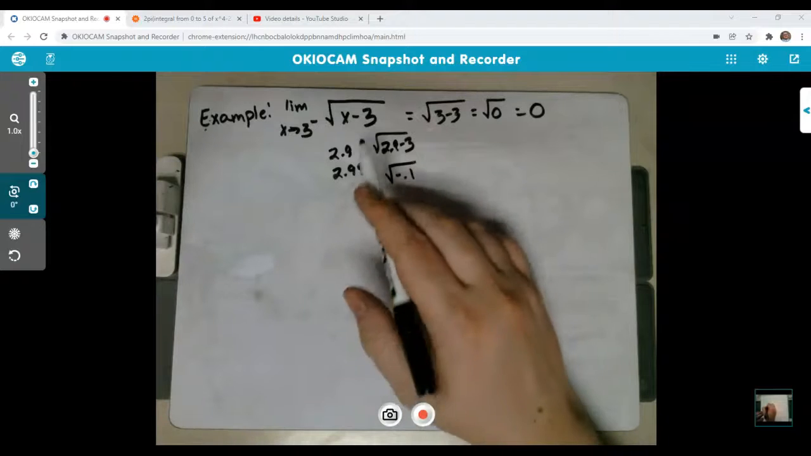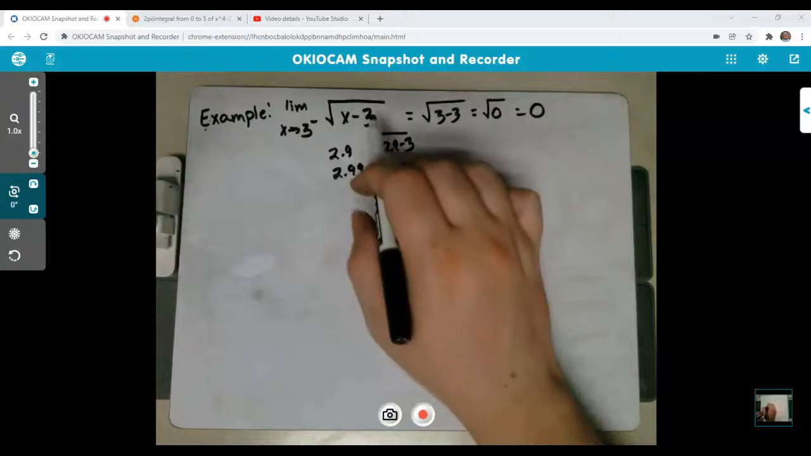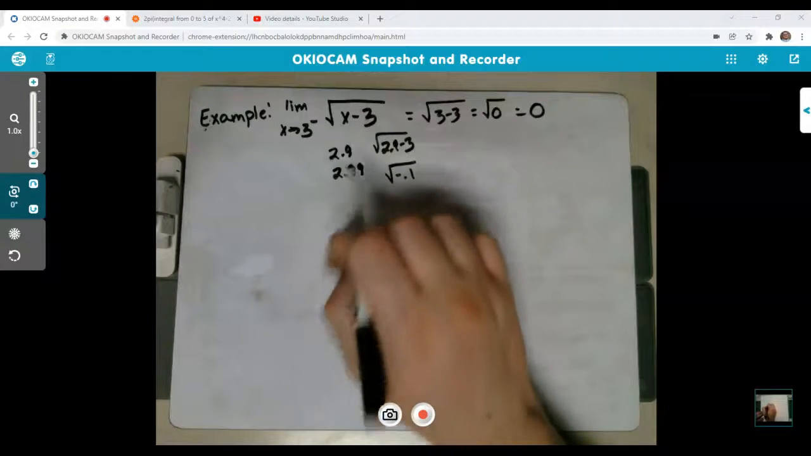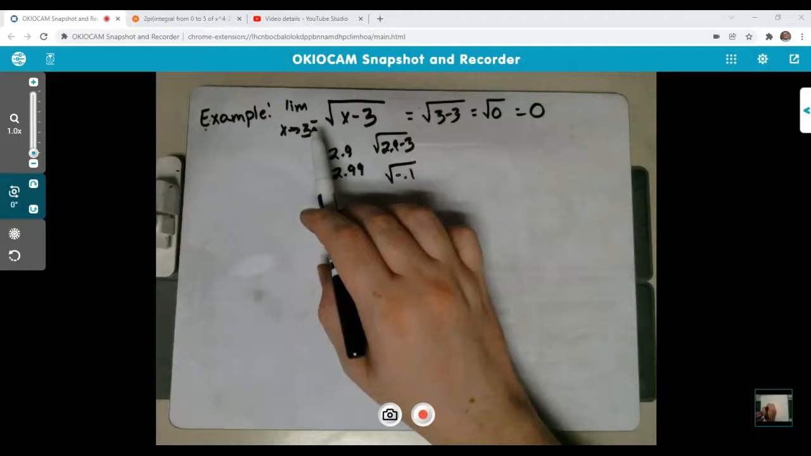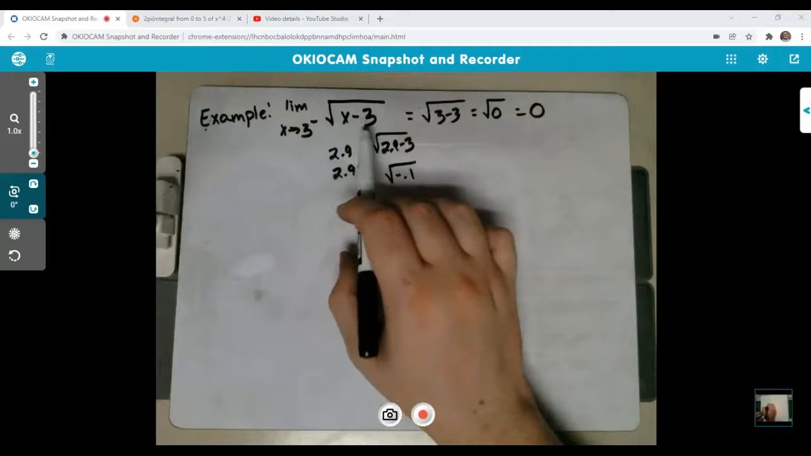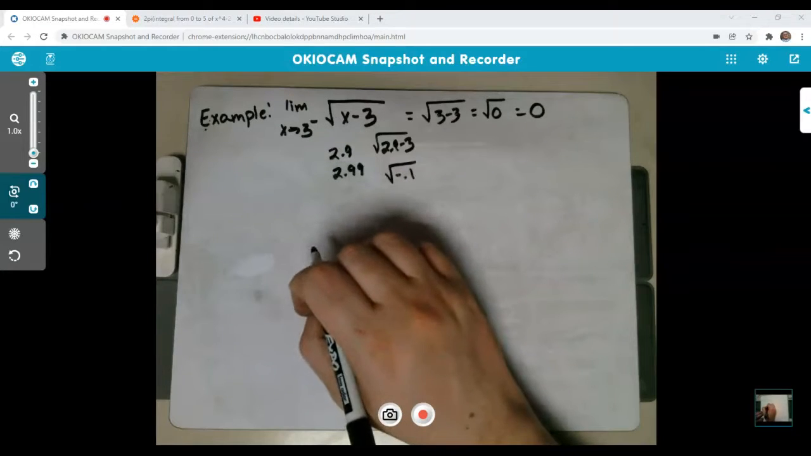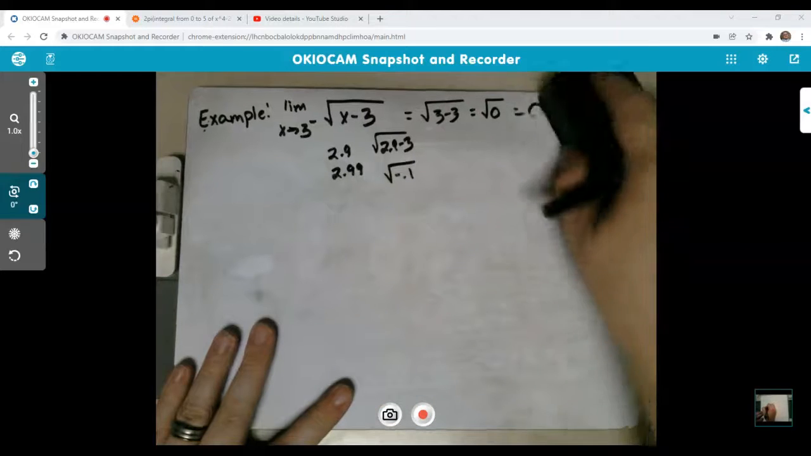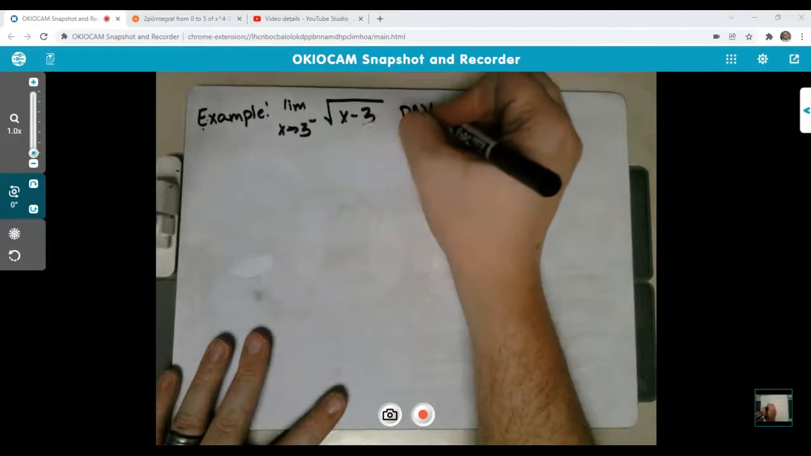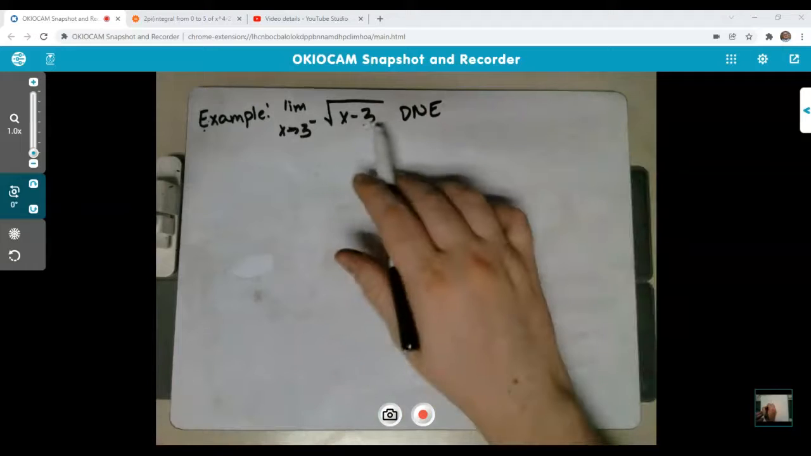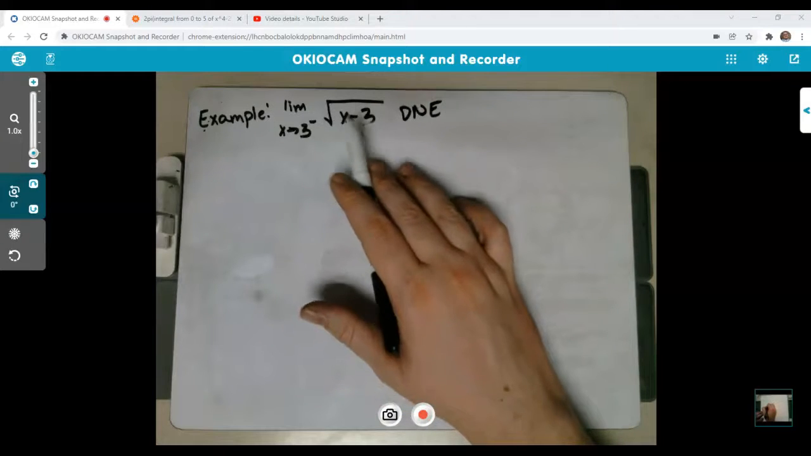Because the inside of the square root always has to be positive, right? That's what we said. The inside of a square root always has to be positive. Since on the left side of 3 it's not, everything to the left side of 3 would be undefined. So because of that, this limit does not exist. Again, because on the left side of 3, the function is undefined.